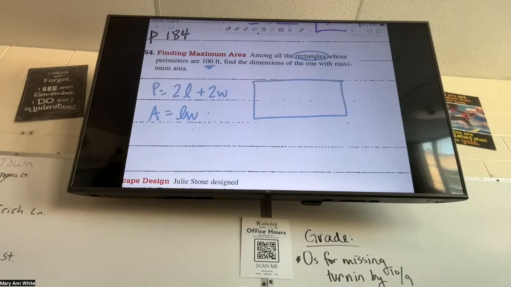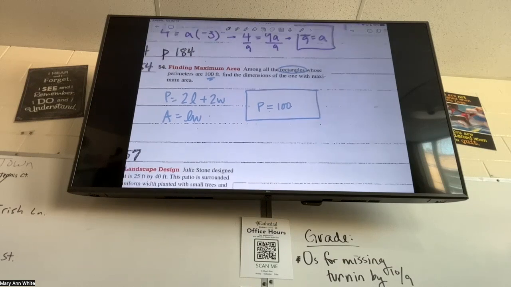So if I think about this rectangle right here, or any rectangle, my perimeter is 100, okay? So we actually know what perimeter is. We don't know length, we don't know width, but we do know perimeter. In each of these cases, I'm going to give you area or perimeter. We're going to plug that in and then solve for either variable. I don't care which one it is.